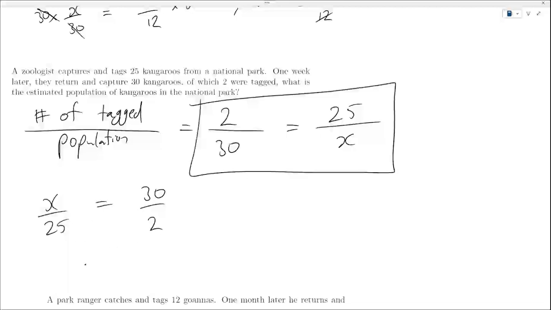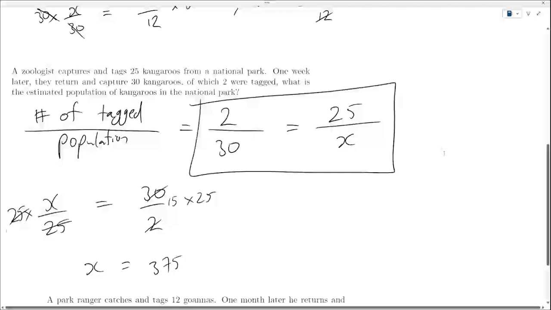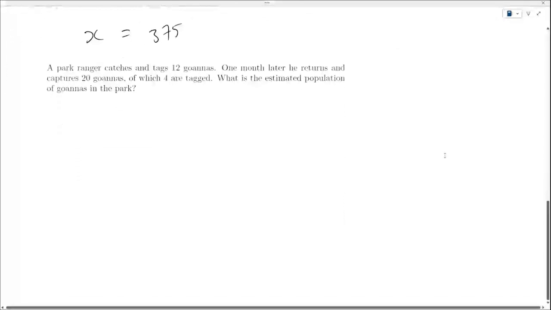Fantastic. Now if we quickly solve this, x is going to be equal to 15 times 25, so we end up with 375. I get that just from multiplying both sides by 25, and I know that 30 over 2 is the same thing as 15. So therefore we end up with a total population of kangaroos of 375. Okay, let's look at one more final question for today.